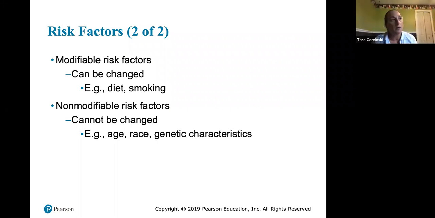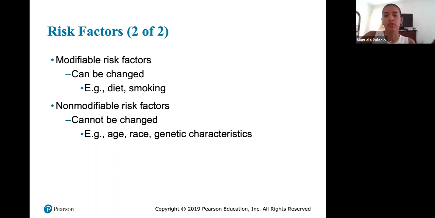Even stress levels could technically be modifiable, right? How do you deal with that stress? Or maybe you need to remove yourself from a stressful situation. Those are modifiable. I think I asked this in the recorded lecture, but can somebody think of an example or situation where maybe diet isn't modifiable? Like for religious or cultural purposes.